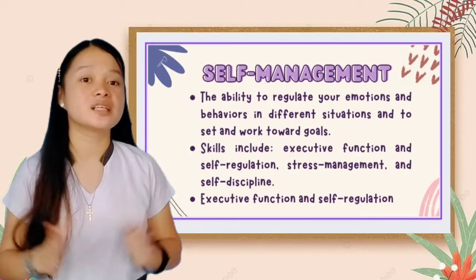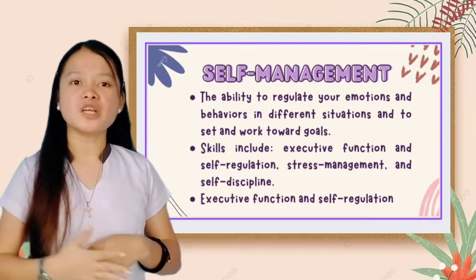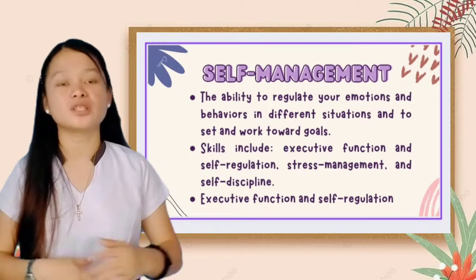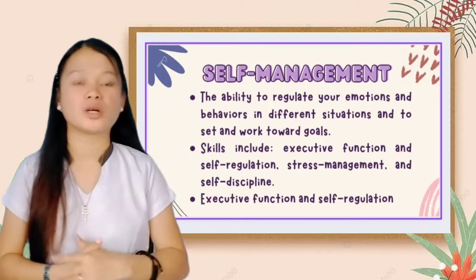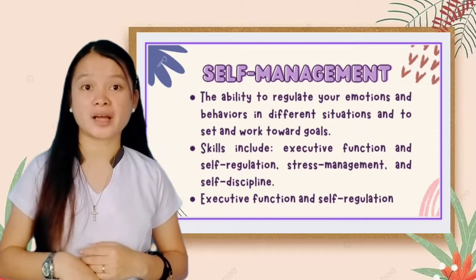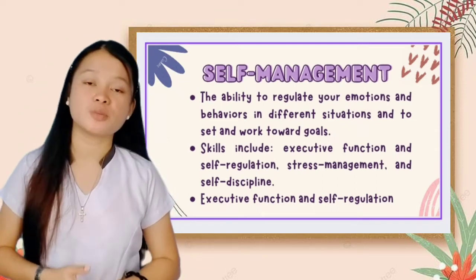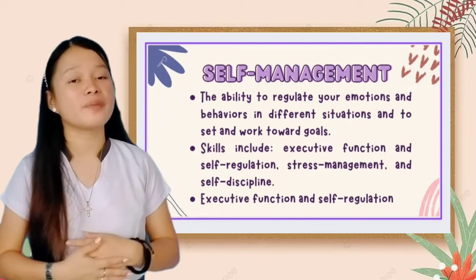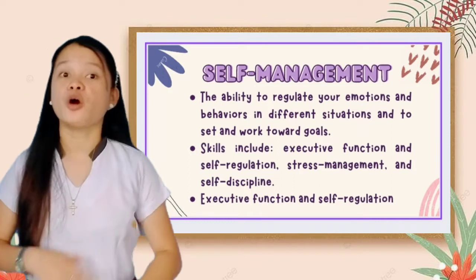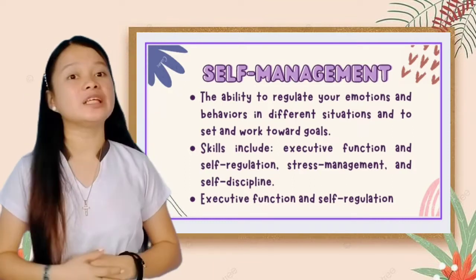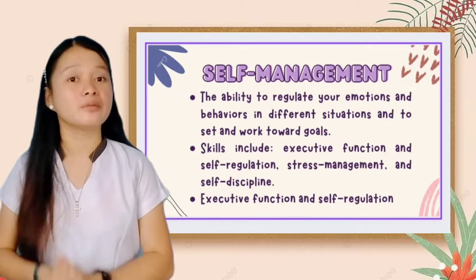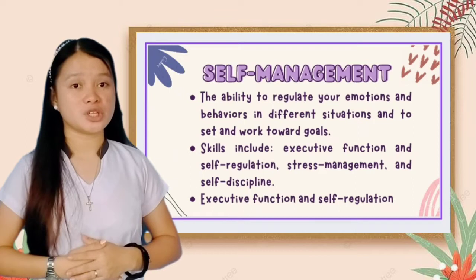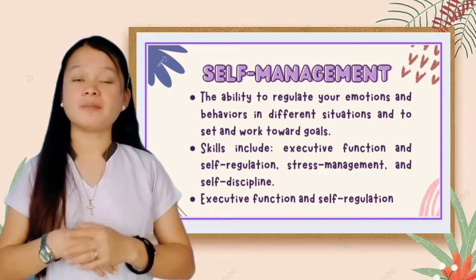Next, we have self-management. Self-management is the ability to regulate your emotions and behaviors in different situations and to set and work towards goals. Its skills include executive function, self-regulation, stress management, and self-discipline. For example, this can mean improving areas like stress management, organizational skills, your ability to set goals, impulse control, and lastly, self-discipline, as well as leading to more responsible decision-making and a greater awareness of safety concerns.